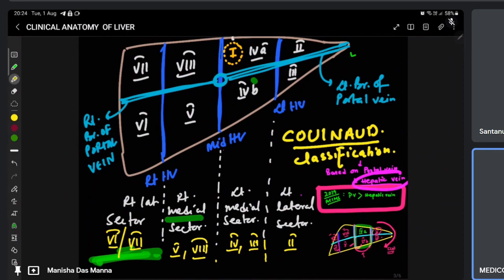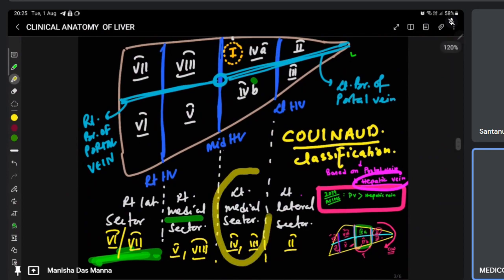And next is what? The left medial sector. In the left medial sector, you can appreciate the whole four. This is the whole four. And four is also divided into 4A and 4B. So this whole four is under left medial sector. Are you appreciating this? Okay. And the left lateral sector, two and three.